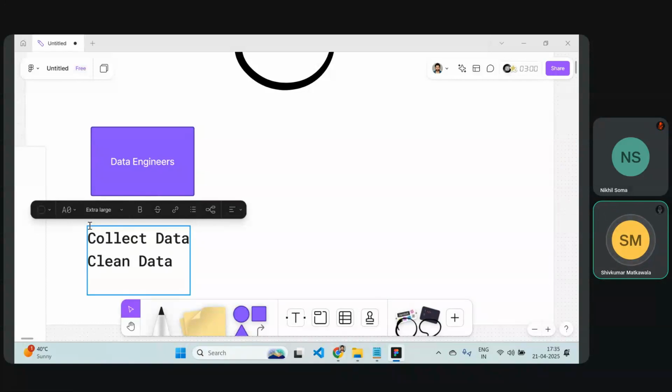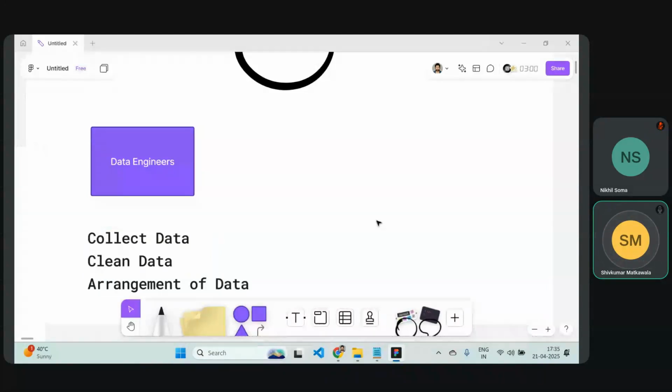I will write it in a simple way, I will not use very heavy words. So: arrangement of data. Once these parts are ready, what task do we have to do?